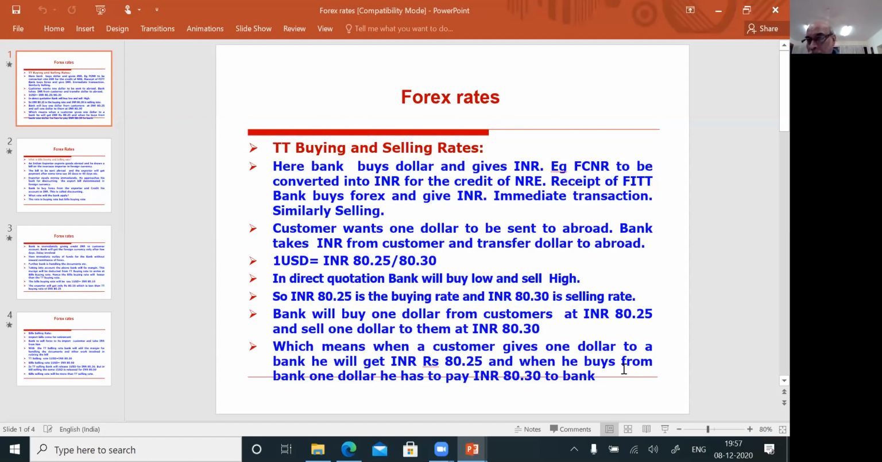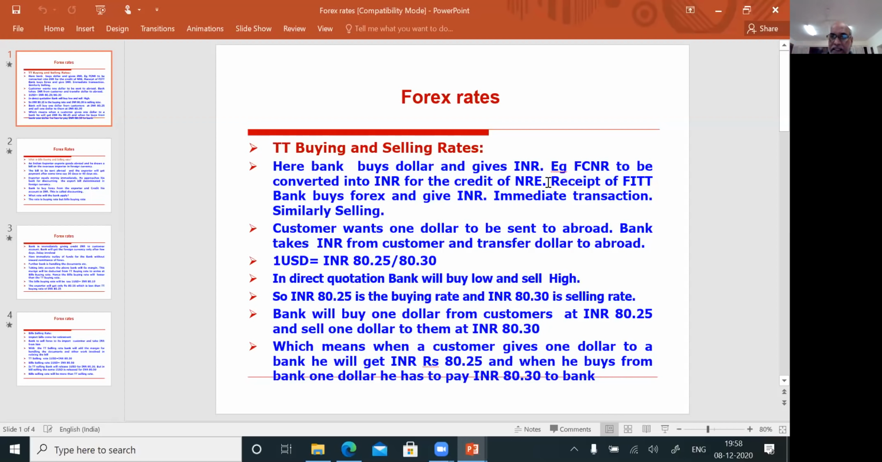When we go to the bills buying rate, we will be able to understand the difference. The rate applied there is called the bills buying rate. So that is TT buying. Here, the bank buys dollars and gives Indian rupees. Example, FCNR to be converted to Indian rupees for the credit of an NRE account. Foreign currency is bought by the bank and Indian rupees given to the customer.